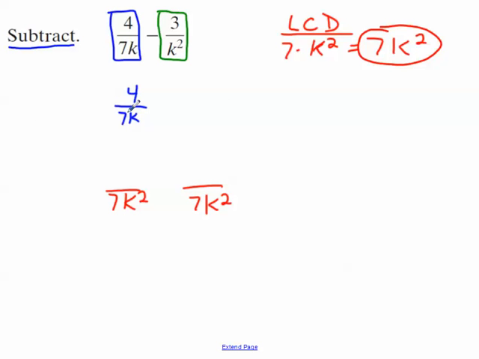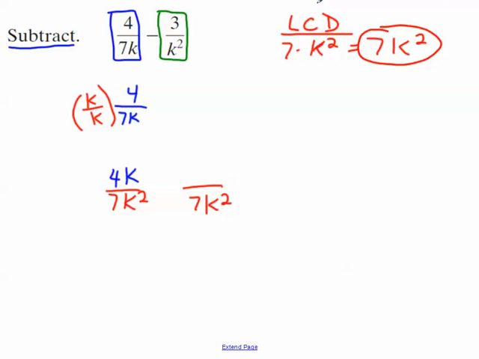So right here I'm going to say, well, I got 7k in my original denominator, and I got to have 7k squared, so that means I've already got a 7, and I've got a k, but I need a k squared, so I've got to multiply by k. And I've got to multiply my numerator and denominator by k over k. So now what do I have? I've got 4 times k is 4k. 7k times k gives me 7k squared in my denominator. And now I've converted my blue fraction, 4 over 7k, to 4k over 7k squared.